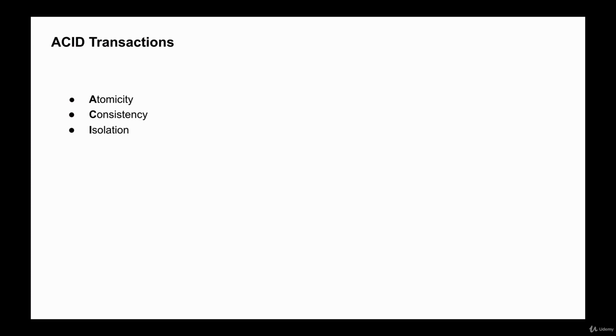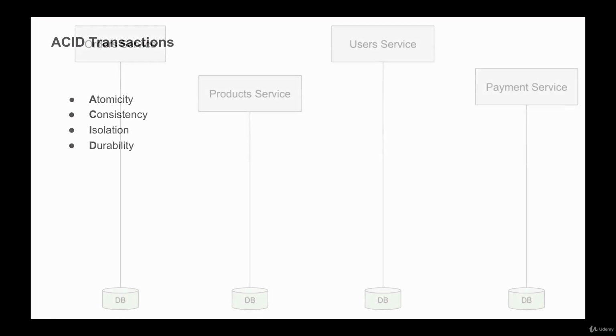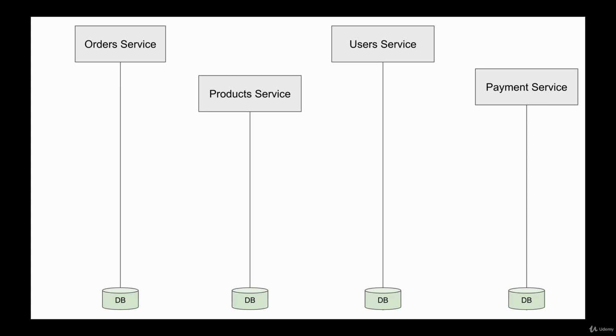The next letter stands for isolation, which means that another transaction that is running concurrently cannot access the intermediate state of another transaction. And the last letter in the ACID acronym stands for durability, which means that after a transaction is done, the changes in the database are stored durably. If an error or system failure takes place after the transaction is done, then the changes made within this transaction will not be reverted.